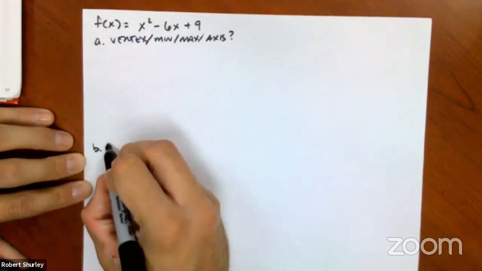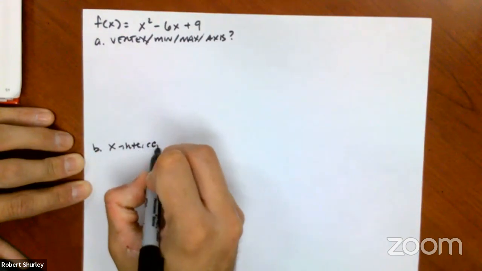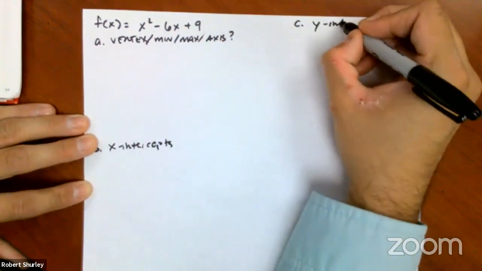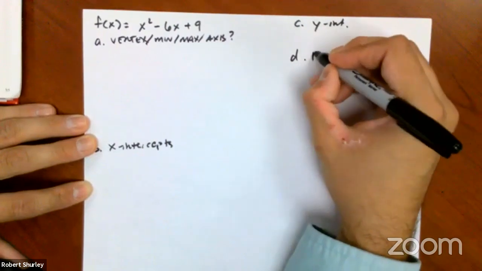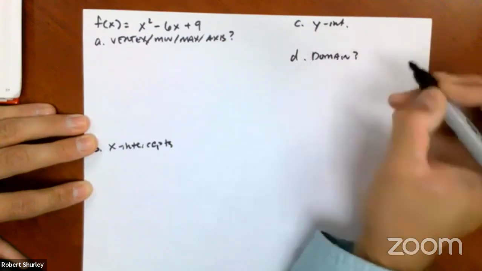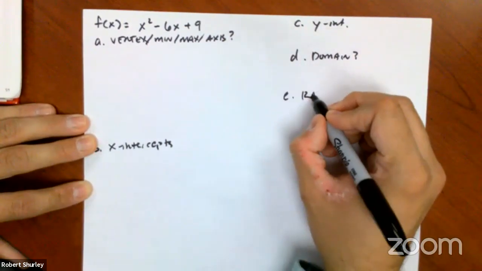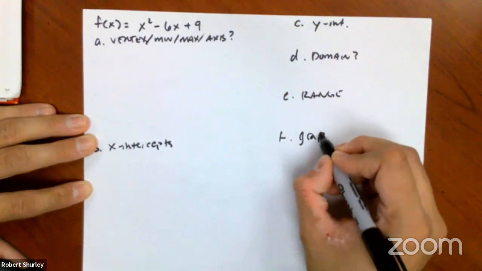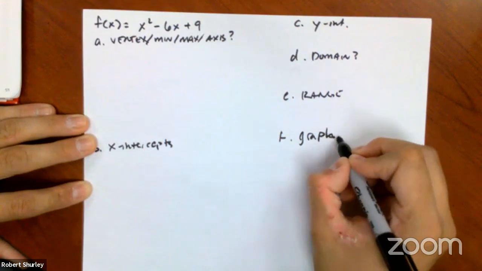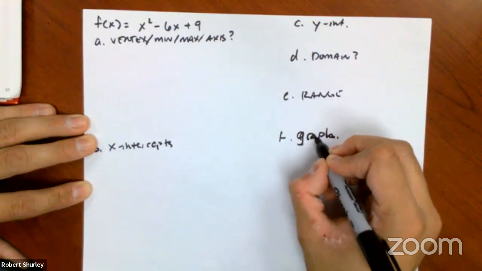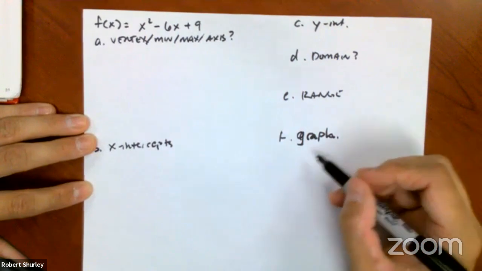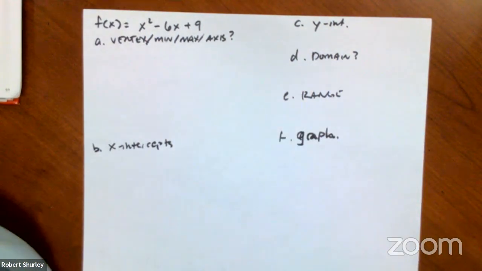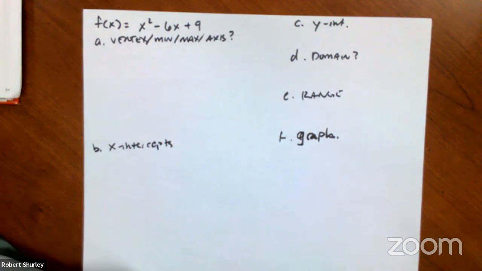Then let's find the x-intercepts. Let's find the y-intercept. Domain, range, and then let's graph it. Wow, I goofed up on that one. So try this one. It'll be our last thing. We only got like 5 more minutes. So try that one. I'll give you a little bit of time.